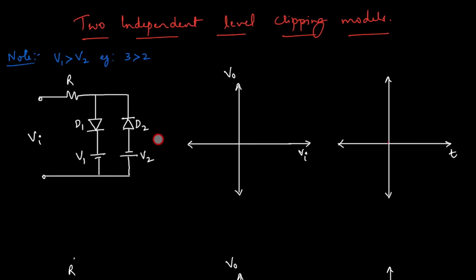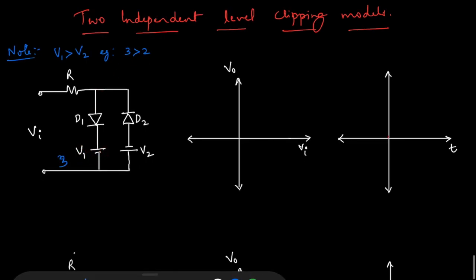So yes, you got it right. This is a combination of two shunt clippers. Now why this is used, we'll understand. So what is the trick here? Whatever the voltage is has to be written here, and the voltage V1 is greater than V2. We have taken an example of 3 and 2. So this is 3 volts and this is 2 volts.